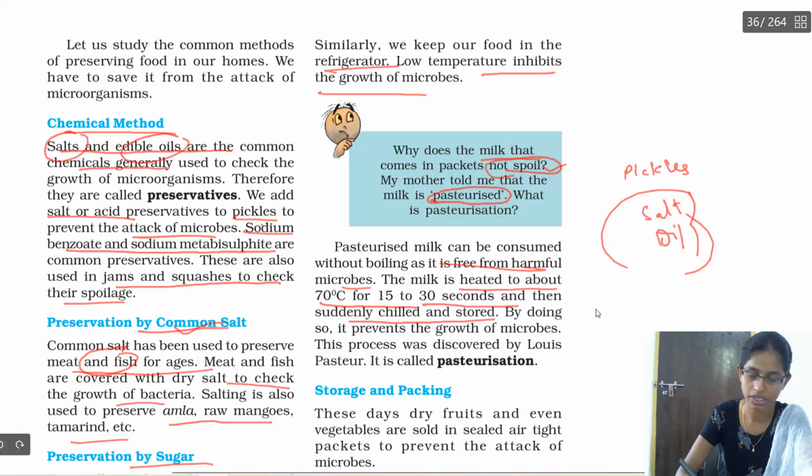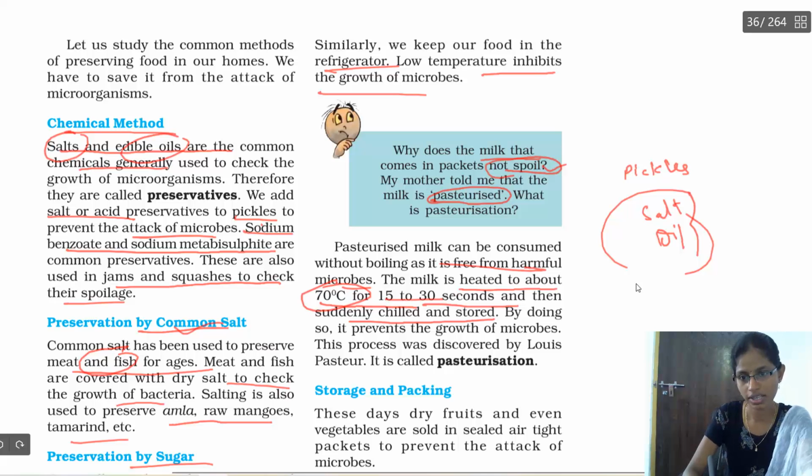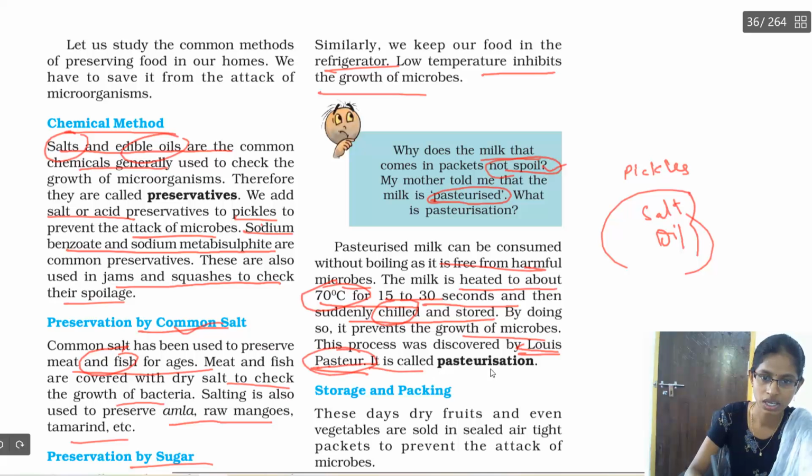Whenever milk is brought to your home, the first thing you do is boil the milk and then drink it. But pasteurized milk can be taken directly. Why? Because the milk industries heat the milk at 70 degrees Celsius for 15 to 30 seconds and then it is suddenly chilled and stored. Chilled is nothing but cooled. By doing this, it prevents the growth of microbes. This process was discovered by a person called Louis Pasteur, so he called that process pasteurization.